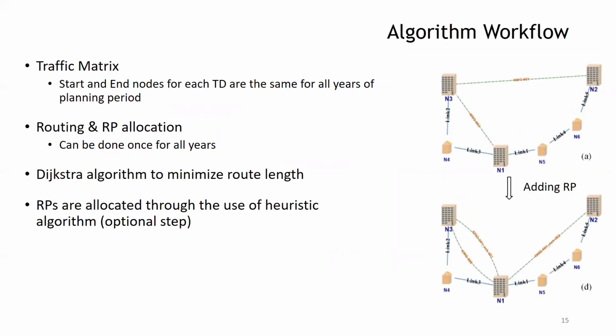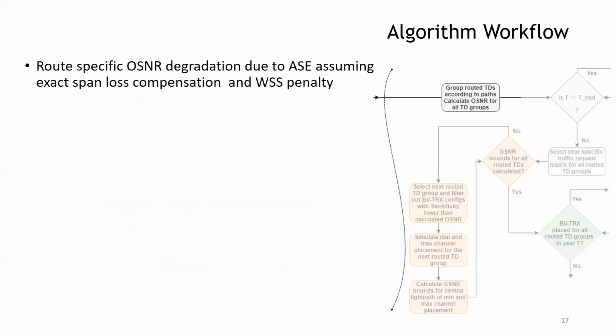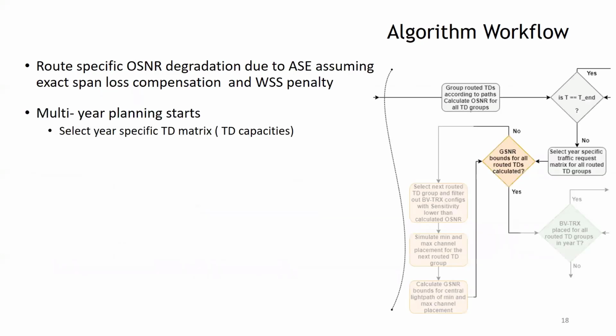After adding regenerator points, new routed traffic demands may have the same route as other routed traffic demands in the network. So, the grouping is done, and some routed traffic demands of lower requested traffic and with the same route are replaced by a new routed traffic demand which has the same route and higher requested traffic. And the last thing which is calculated in advance is the route-specific OSNR degradation caused by ASE. Then, the multi-period planning starts.